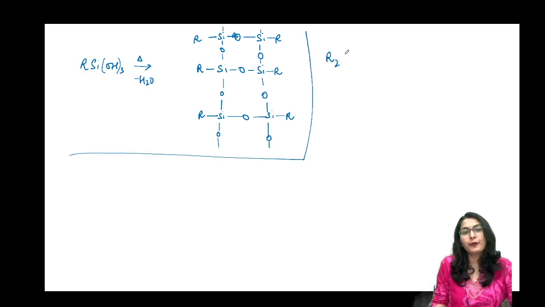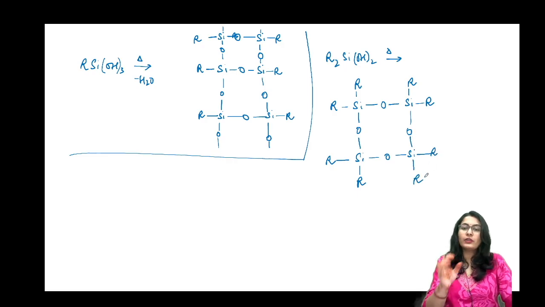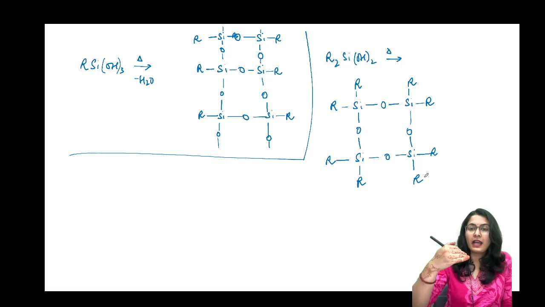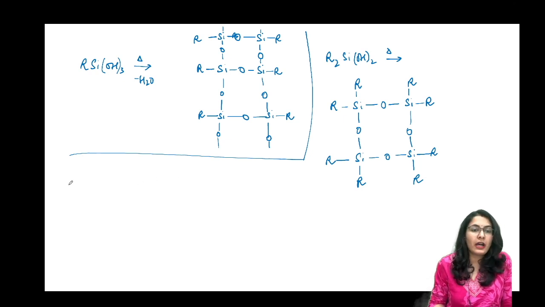Similarly, if I'm taking R2SiOH whole 2 and then if I'm heating it, what happens? Two of the sides I'm having alkyl group, only two other sides I'm having oxygen. So I'll just do the dimerization over here. Yes, one more silicon, one R, another R. So this is not going to be like a very big polymer. It has to end because only two ways are possible, no? So that's why either it is going to end like this or the chain is going to go for a while and then stop.